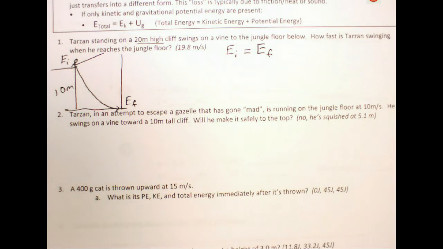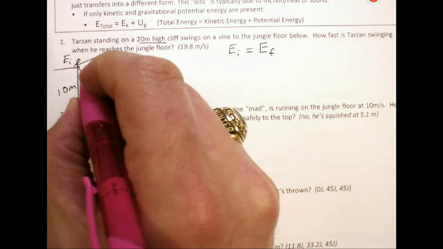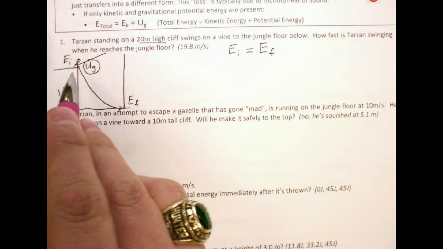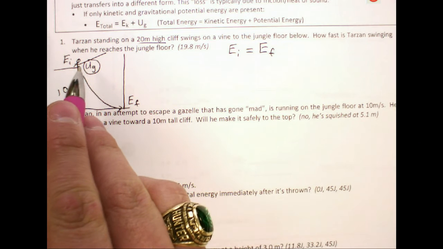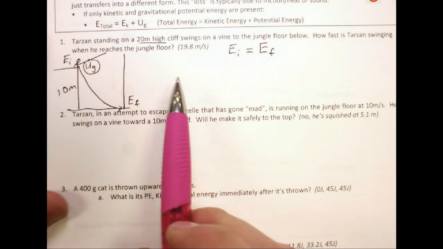So you know when they occur, and you next need to ask yourself what types of energy are present at those two locations. Up here at the top, the initial energy is going to be all potential energy. Tarzan is not moving when he jumps off initially. He's not moving, so he's got no kinetic energy to start with.